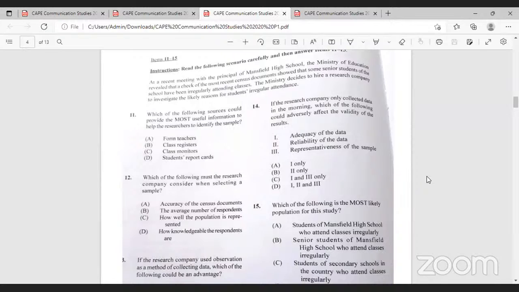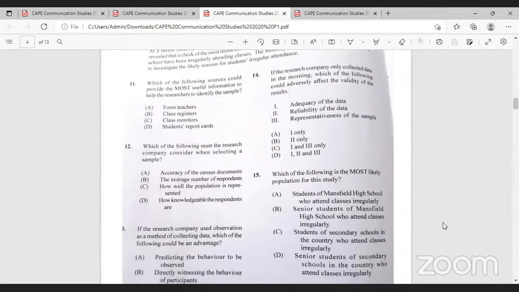Sir, excuse me. What was number 12? 12 was C. Right? So 14 that we're on now, 14 is D, dog. Right? 15, which of the following is the most likely population for this study?